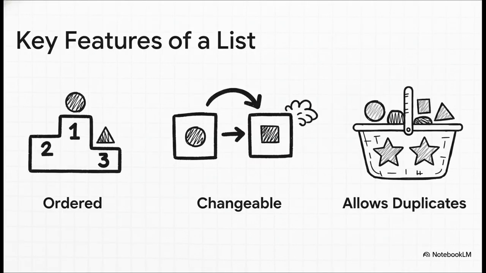You know, every data structure kind of has its own personality, its own rules. A list has 3 main things you need to know. First up, it's ordered. That means chocolate is always going to be at the start unless you decide to move it. Second, it's changeable. The fancy word is mutable, which just means you can mess with it after you've made it. And last but not least, it's totally cool with duplicates.